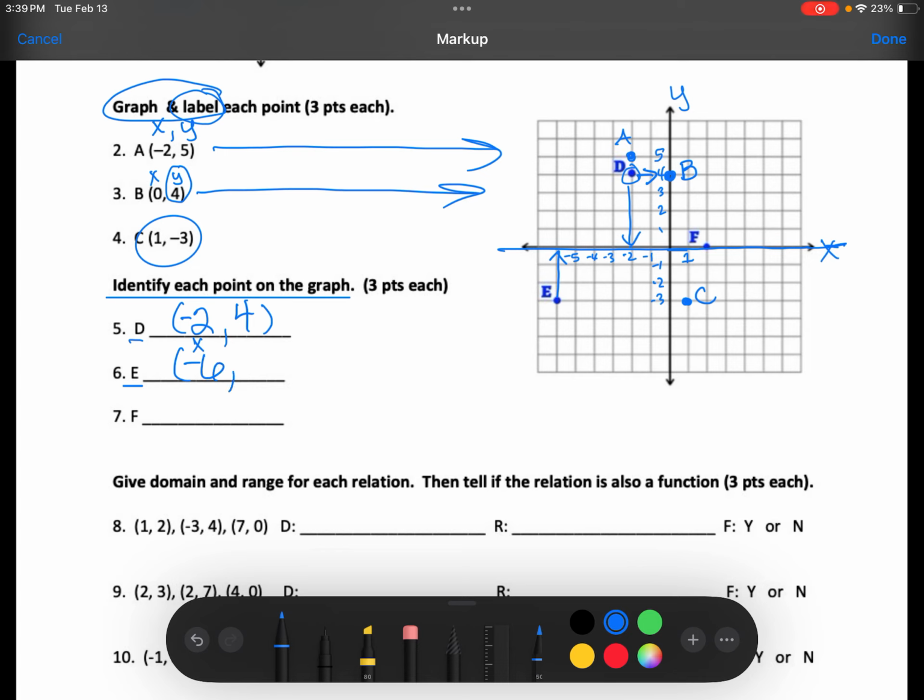And then I look across to see where it is on the Y-axis, right? So it's at -3 on the Y-axis. Okay, and then the last one, F.